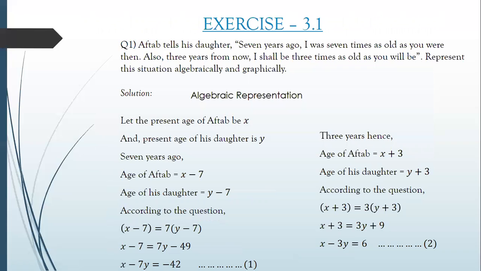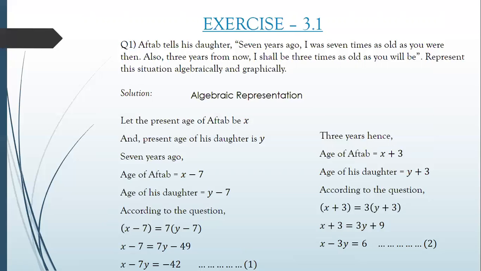Now, let us see an example. Exercise 3.1, question number 1. Aftab tells his daughter, 7 years ago, I was 7 times as old as you were then. Also, 3 years from now, I shall be 3 times as old as you will be. Represent the situation algebraically and graphically.